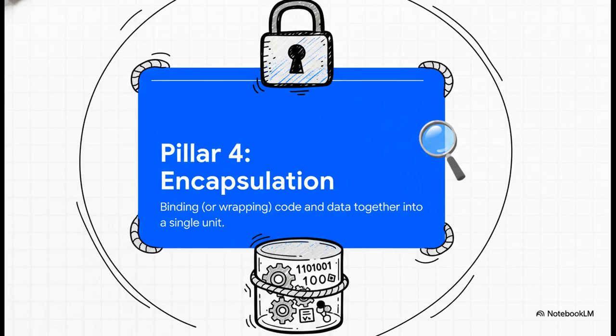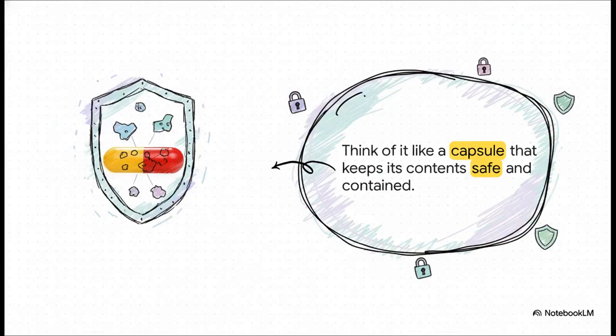And our final pillar is encapsulation. This is all about bundling an object's data, its state, and the code that works with that data, its behaviors, together into one neat, self-contained package. It's like putting a protective bubble around your data, so nothing from the outside can mess with it by accident. The best way to think about this is literally like a medicine capsule. It keeps all the important ingredients safe and contained inside, protected from the outside world. Well, encapsulation does the exact same thing for our code. It wraps the data and the methods together to keep them safe.